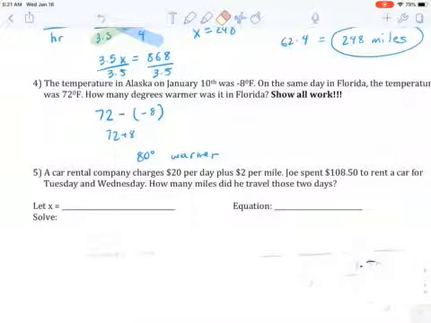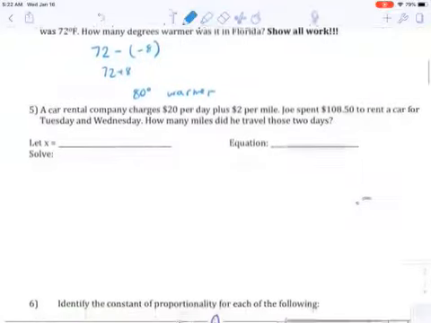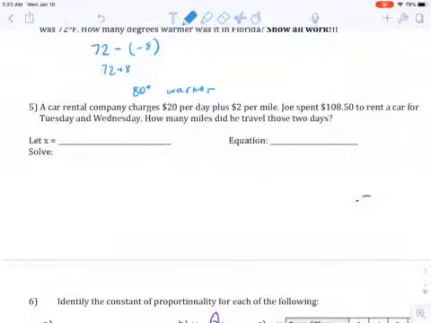The last one, a car rental company charges $20 per day plus $2 per mile. He spent $108.50 to rent a car. How many miles did he travel in those 2 days? How many miles? That tells us our variable. So let x equal the number of miles. Since it is $2 per mile, I know that 2 is going to go with x.